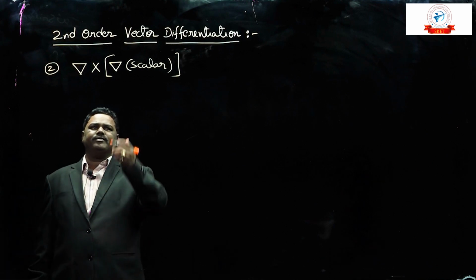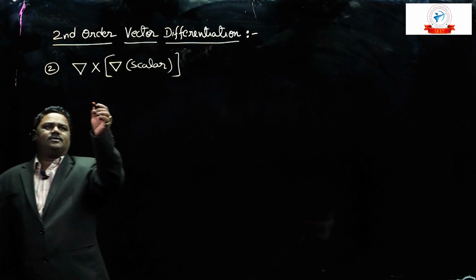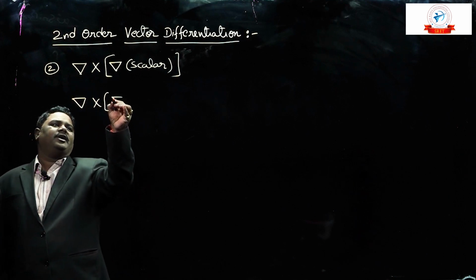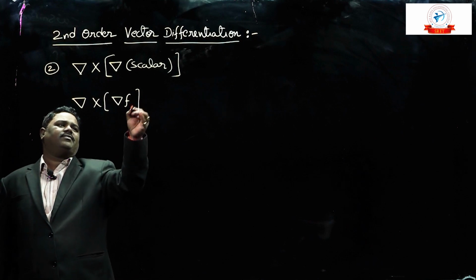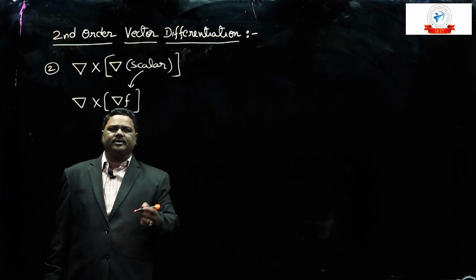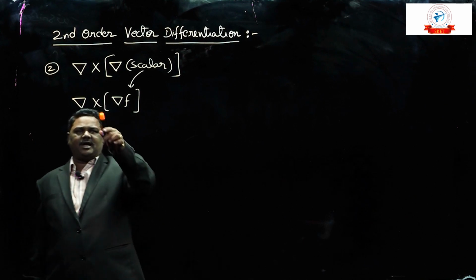According to the results, we give a name for this equation. Here is the curl of the gradient of a scalar f. Let us consider f in the place of the scalar. Now let us expand this curl operation.